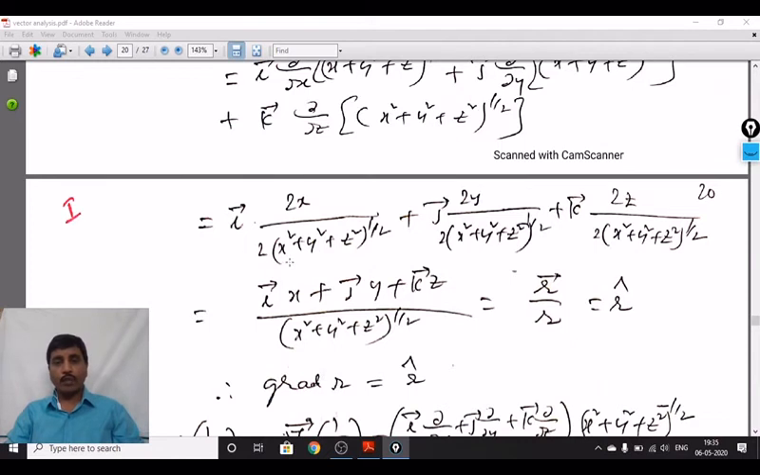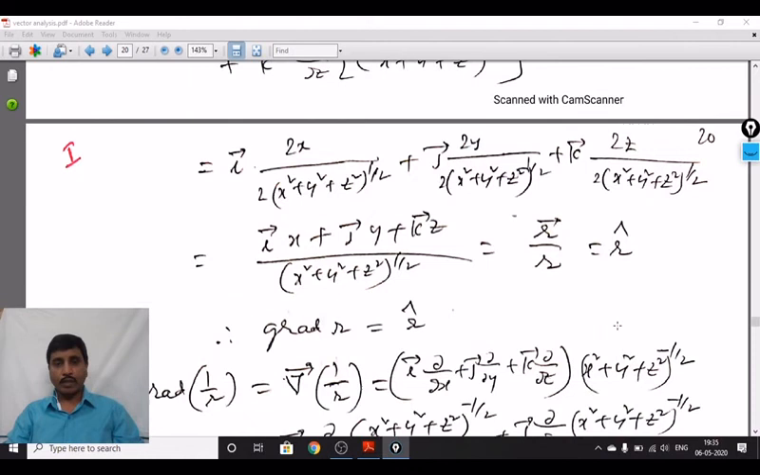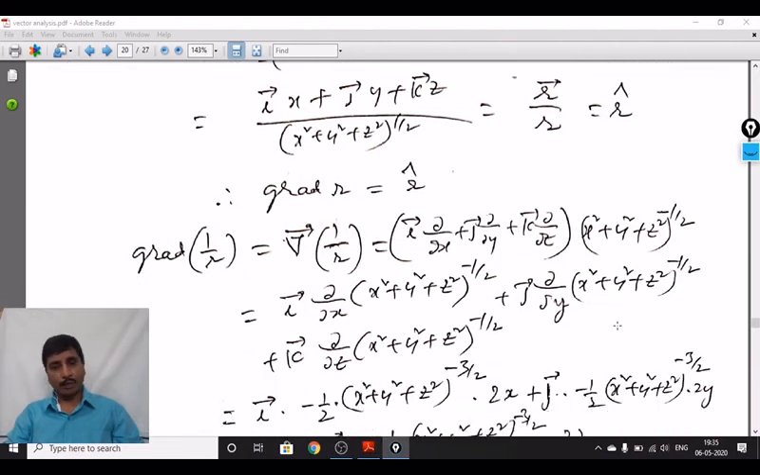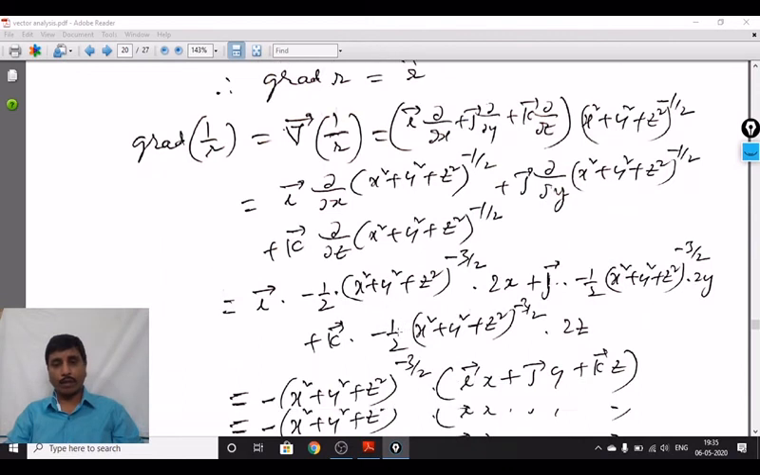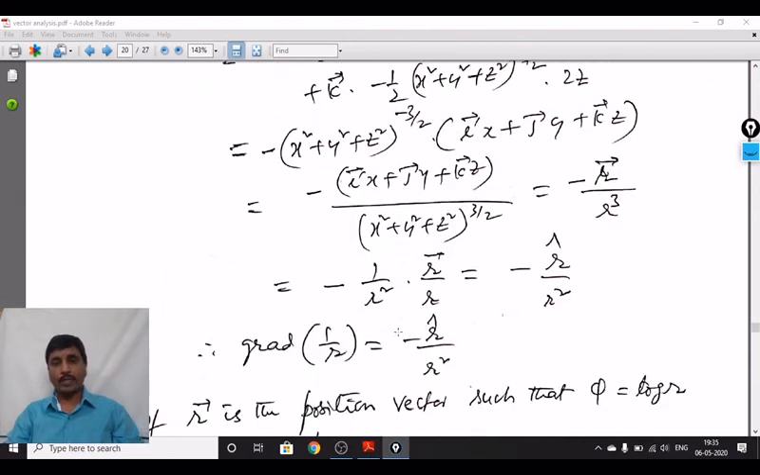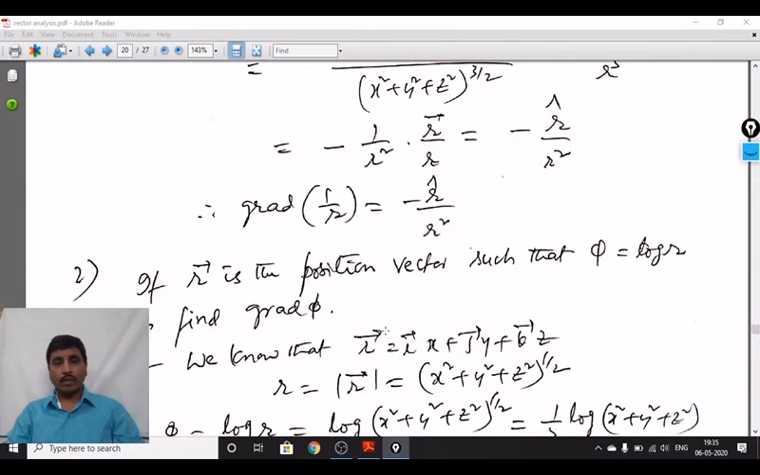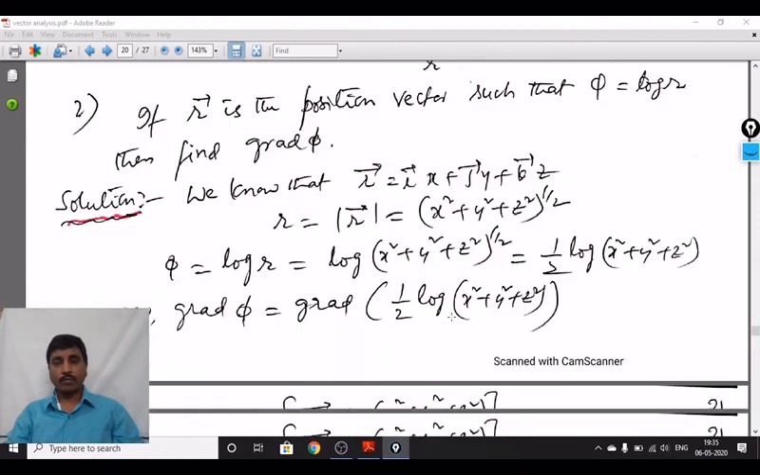We know that (x square plus y square plus z square) whole power half is equal to r. So when the LCM is calculated, grad r is equal to i bar x plus j bar y plus k bar z by (x square plus y square plus z square) whole power half, that is equal to r bar by r, that is equal to r cap. That means the gradient of r is equal to r cap. Similarly, we can determine grad 1 by r as minus r cap by r square. In this way, we can solve so many problems.